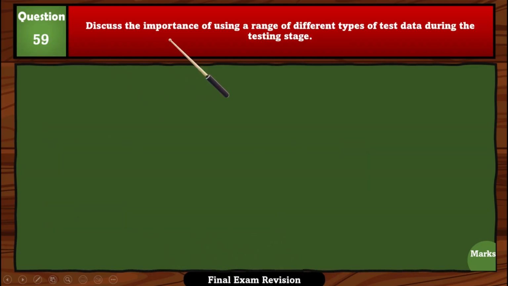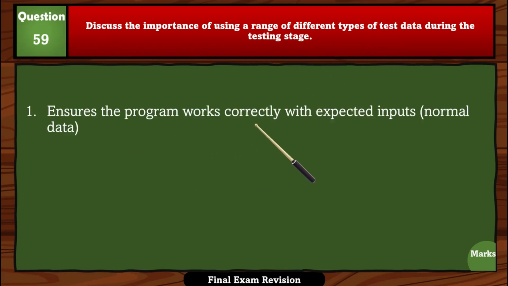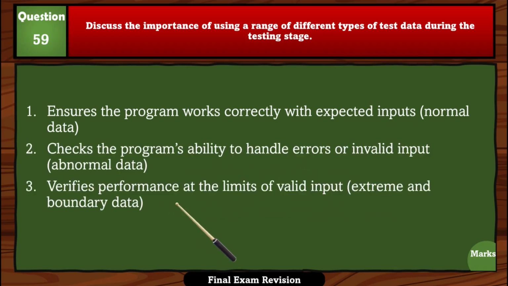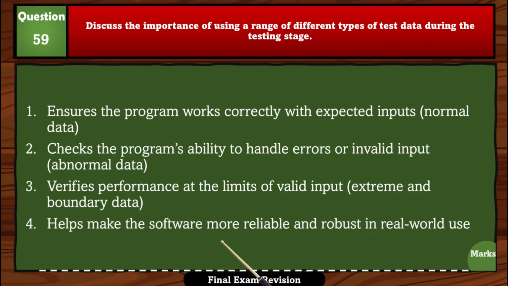Question 59. Discuss the importance of using a range of different types of test data during the testing stage. Ensures the program works correctly with expected inputs. Checks the program's ability to handle errors or invalid input. Verifies performance at the limit of valid input and helps make the software more reliable and robust in real-world use.